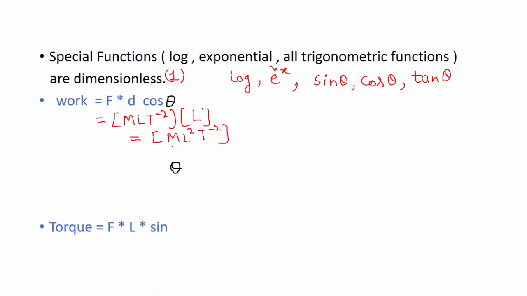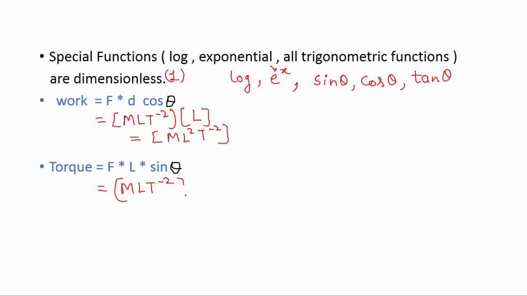Let's take another example of a special function. Here torque equals force times length times sin theta. Sin theta is dimensionless, so the dimension of torque equals the dimension of force times the dimension of length, which is MLT^-2 for force, and for length it's L, and sin theta has no dimension, so we get ML^2T^-2.